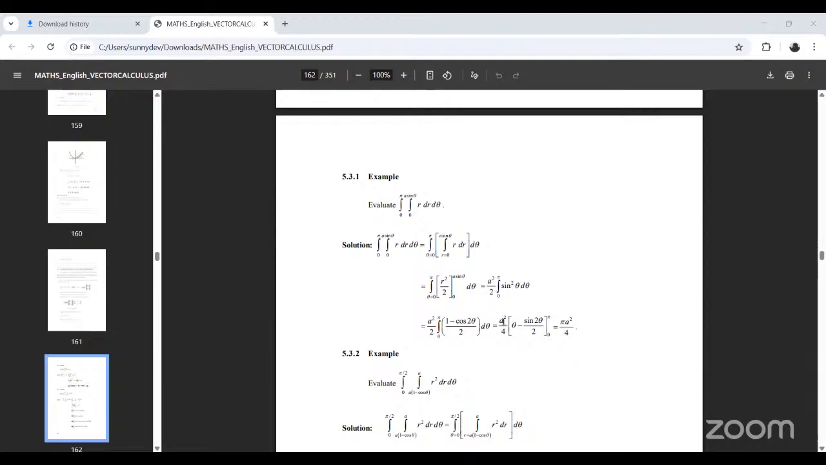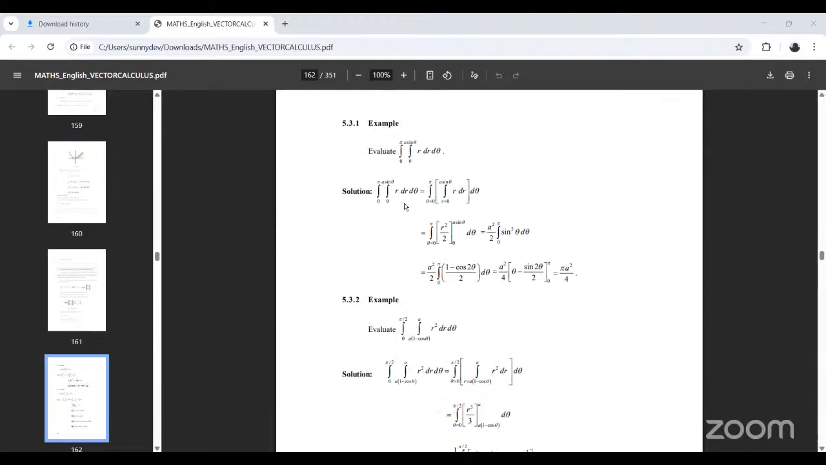Okay. So r dr d theta. First we do the integration with respect to r. The integration of r dr is r square by 2, and apply the limit 0 to a sin theta. After substituting a sin theta, it becomes a square sin square theta. So a square by 2 outside, and apply the limit 0 to pi of sin square theta d theta. Sin square theta we can write as 1 minus cos 2 theta by 2.